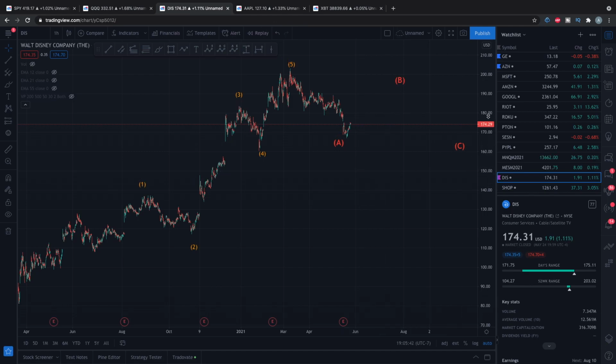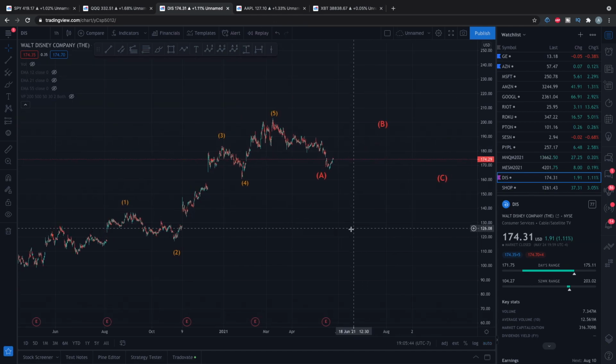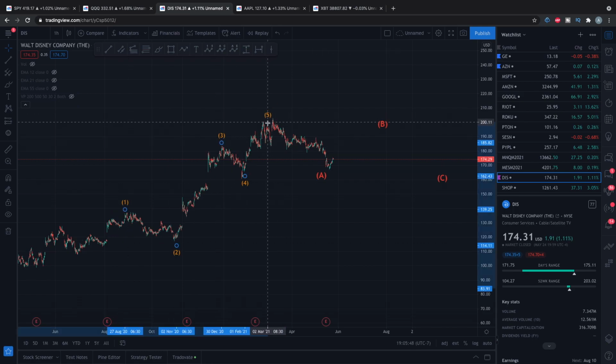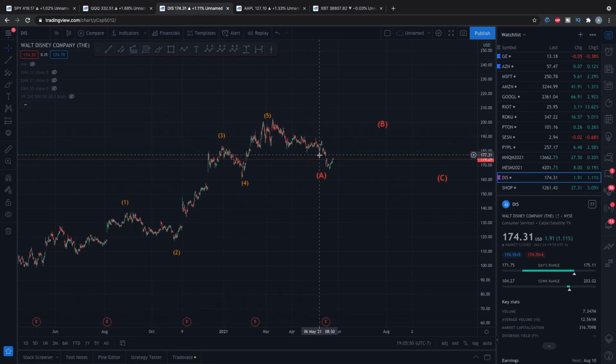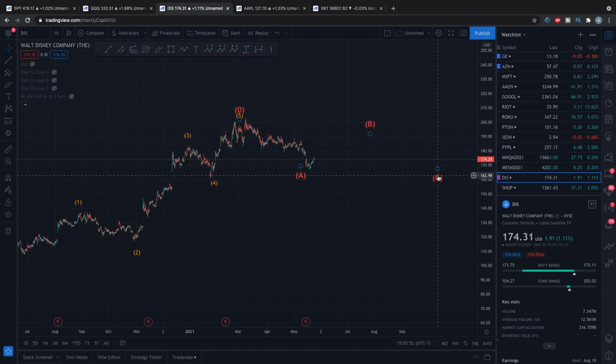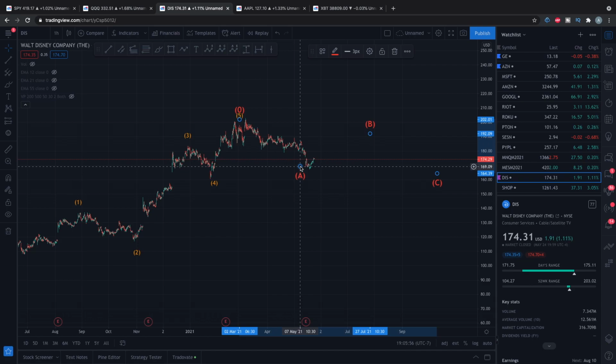So overall, we see Disney forming, we finished the impulsive structure to the upside, so a 1, 2, 3, 4, 5. And this, I believe, was the top-ish area. And now we're forming an A, B, C correction. And I know you might hear correction and think that this is bearish, but it appears that we're entering the bullish phase of the corrective period. And this is known as a B wave. I've been signaling just in my watch list that Disney looks like a possible pick if you don't want to trade the market.